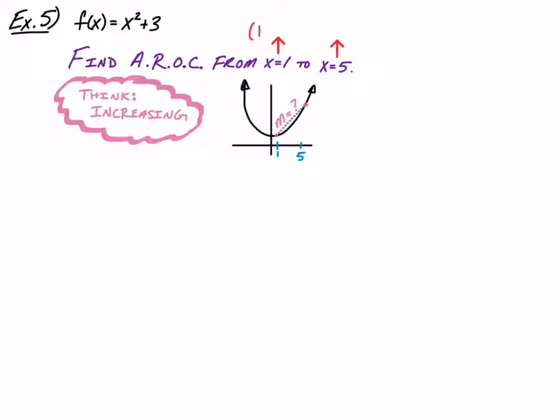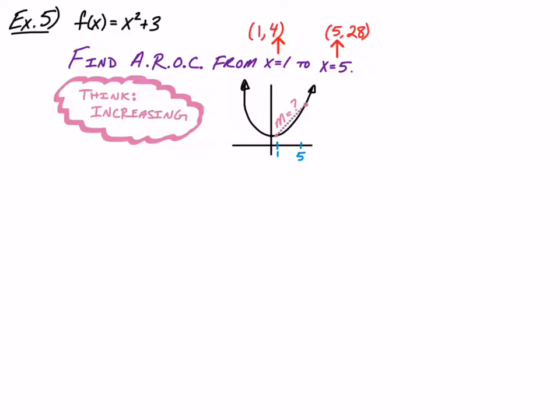So let's start with plug in 1 to this function. The output should be 4, right? 1 squared is 1, plus 3, you get 4. You plug in 5, you get 28. 5 squared is 25, plus 3. So we have these 2 points, (1, 4) and (5, 28).